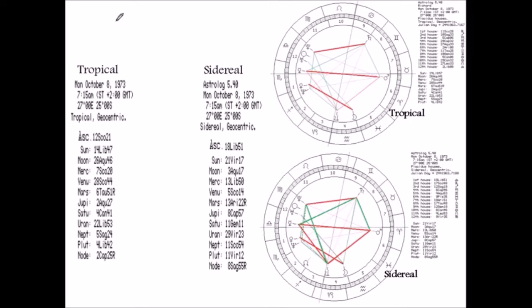Now, a very, very important thing to remember is that the ascendant shifts at the rate of 1 degree every 4 minutes. In other words, it takes about 4 minutes for 1 degree to rise in the east. So for every 4 minutes of error in the time of birth, there is a 1 degree error on the ascendant.